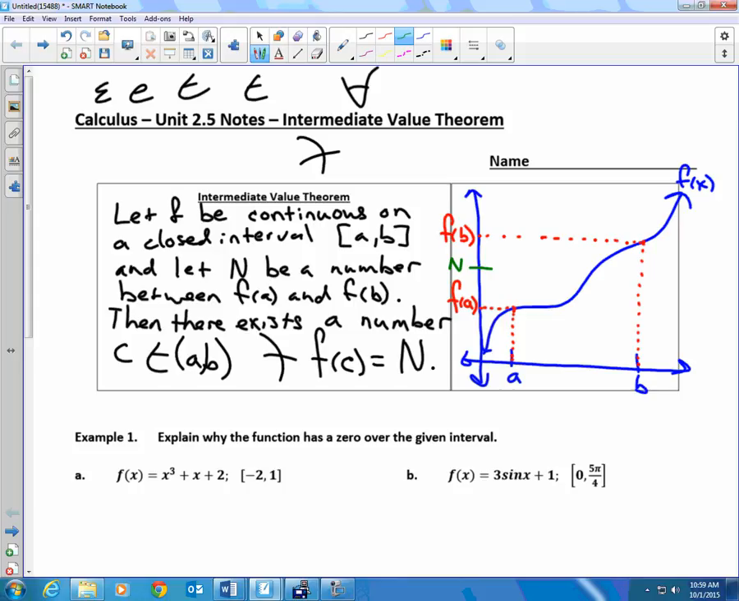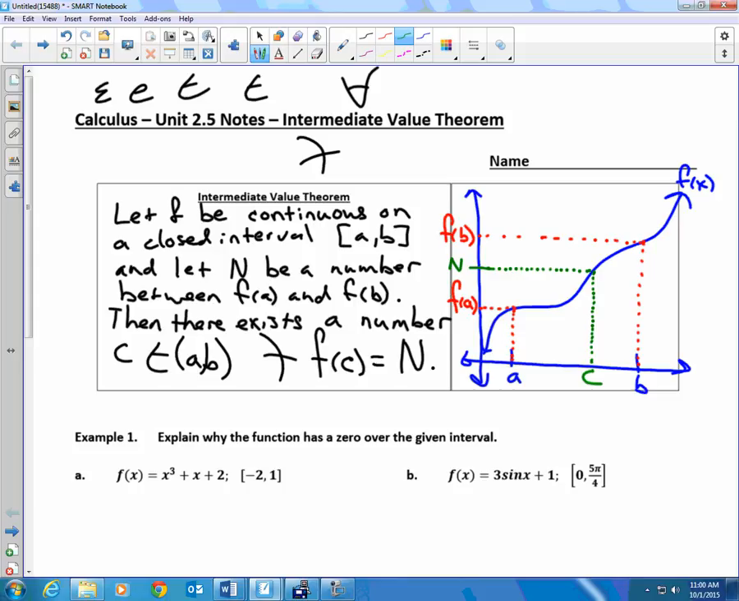It says let f be continuous on closed interval AB and let n be a number between f of A and f of B. It says then there's a number C between A and B such that f of C is equal to n. So here's the idea. If I follow this height over for n, sooner or later I'm going to come across and hit the graph. And when I follow that down to the x value, we'll call that x value C, C has to be between A and B, such that when you take f of C, you'll get that number n.